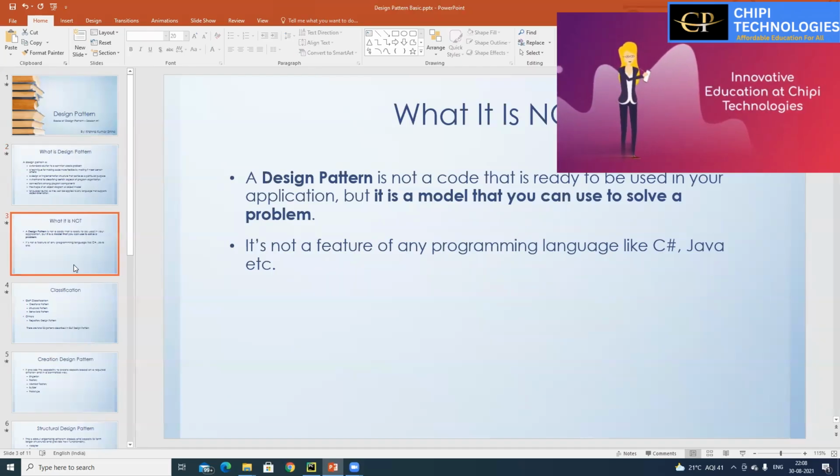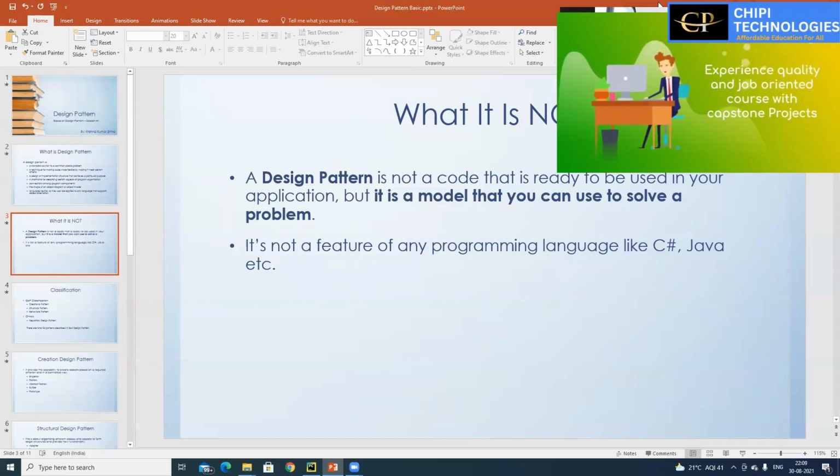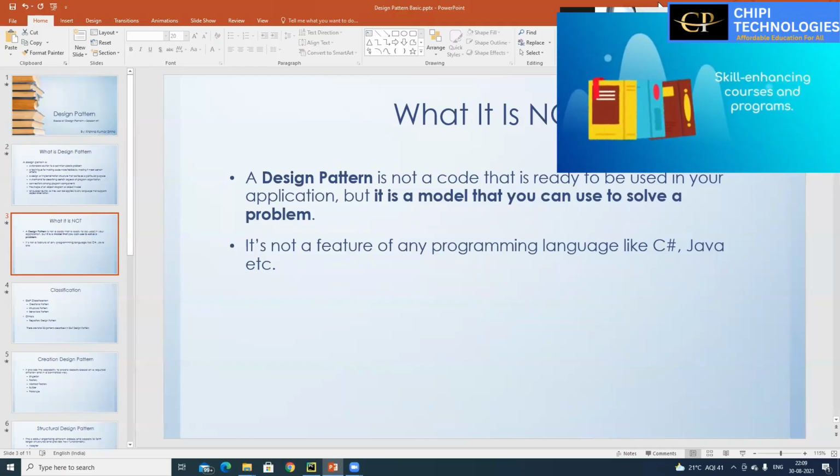Now, next, one of the very important things: what it is not. We understood what a design pattern is. Now we'll try to understand what it is not. I've already discussed it, right? It's not some kind of ready-made solution. It's not ready-made code. It's not code that you can copy and paste and use.